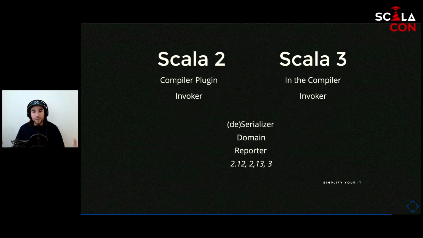So then what we end up with is, in Scala 2 land, a compiler plugin and an invoker. In Scala 3 land, it's part of the compiler, but we also have an invoker. Then we have a deserializer that's shared in Scoverage, some domain classes that are shared, and the reporter is shared. And those 3 are all now published for 2.12, 2.13, and Scala 3.